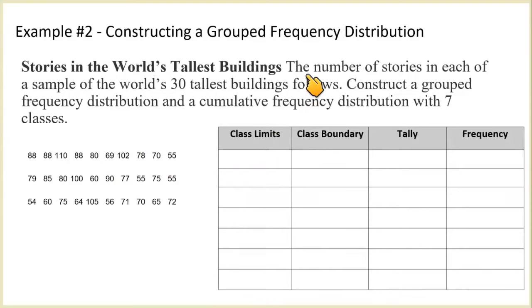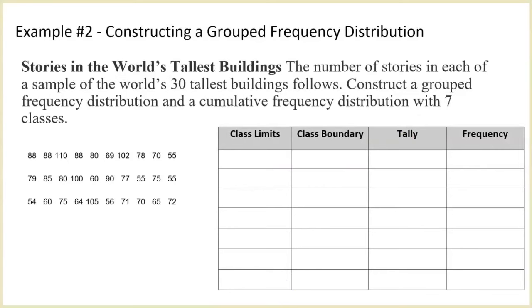In the problem, it says the number of stories in each of a sample of the world's 30 tallest buildings follows, and we want to construct a grouped frequency distribution, a categorical distribution, and a cumulative frequency distribution. That we're actually going to do later in the next section. So we're only focused in this section on constructing either a categorical distribution, which we just did, and then a grouped frequency distribution. The problem tells us we want to construct it with 7 classes, and that's what this table represents here. This blank table we're going to complete together.